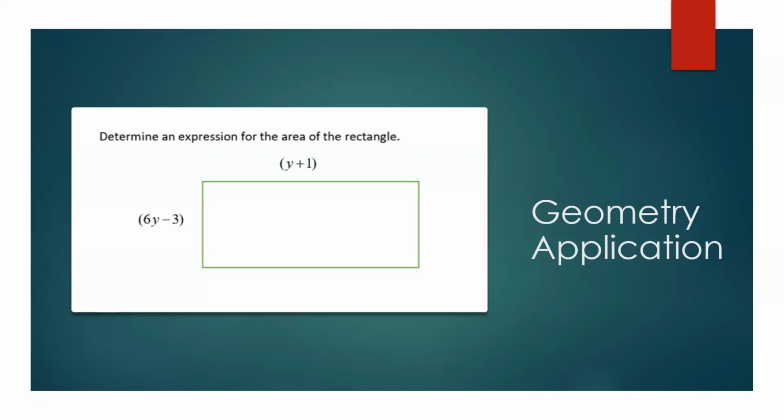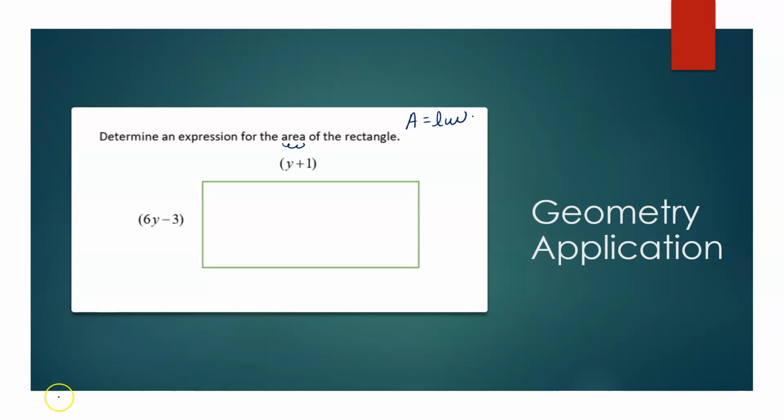All right, here's some geometry applications. This says determine an expression for the area of the rectangle. So the expression is going to have variables. We're not ever going to get one single answer because we don't know what y is. So area is length times width, right?